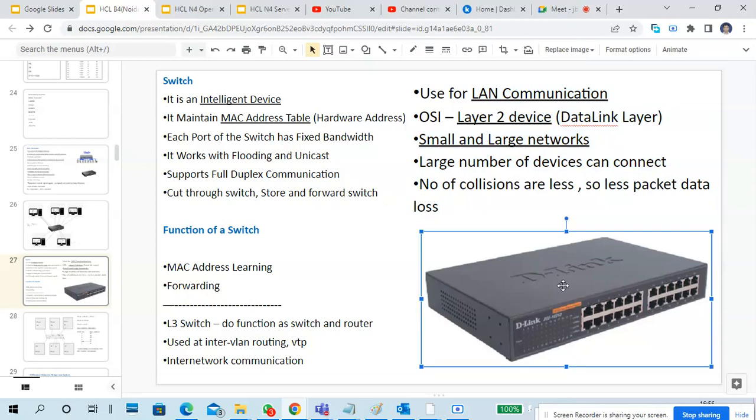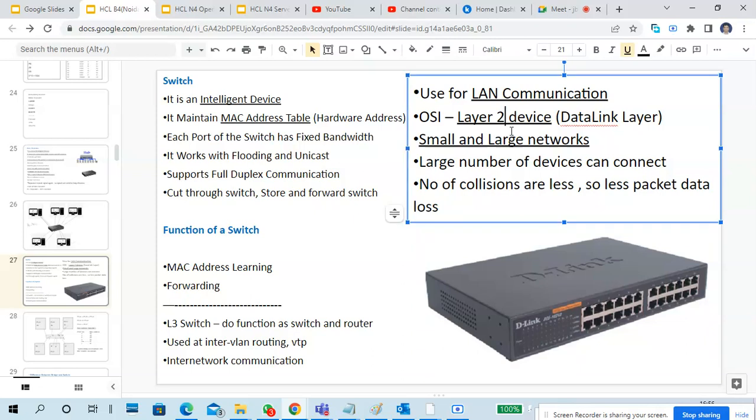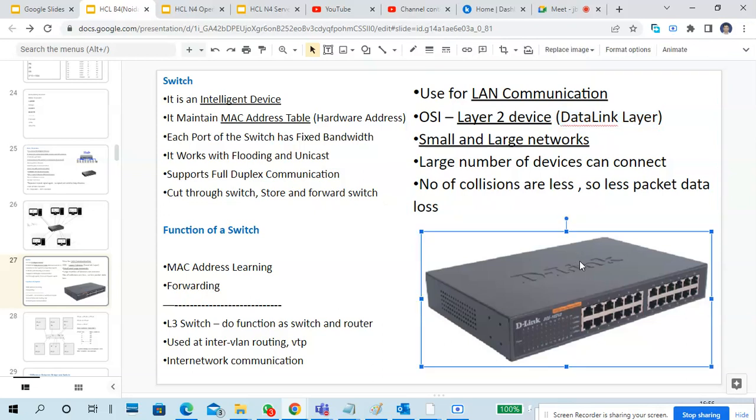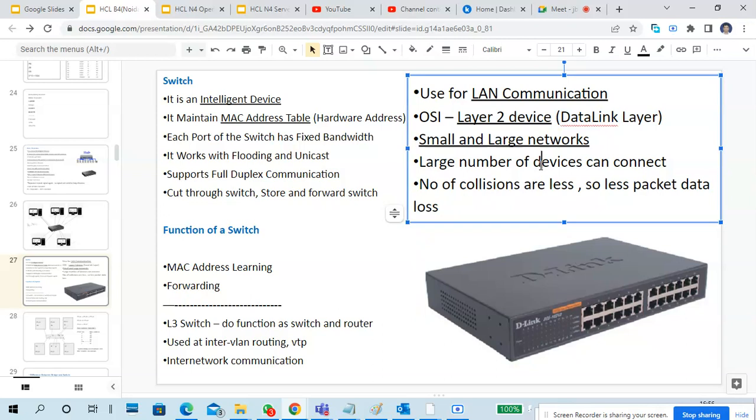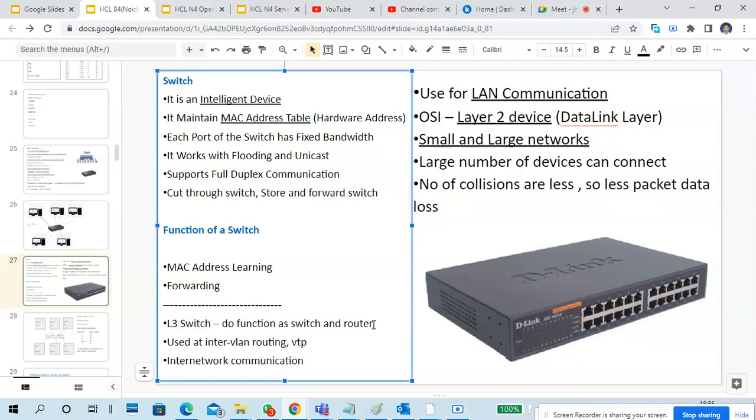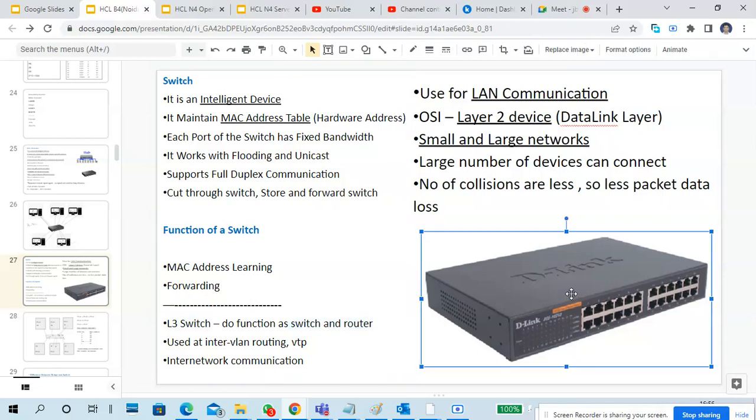Some people ask, what is a layer 3 switch? A switch means layer 2 only, which belongs to the OSI data link layer. As per the OSI layers, a layer 2 device is a switch. But some people in networking will ask, so then what is a layer 3 switch? A layer 3 switch functions like a switch and a router. Both functions are there. It acts like a switch, and it acts like a router. And it is mainly for inter-network communication.